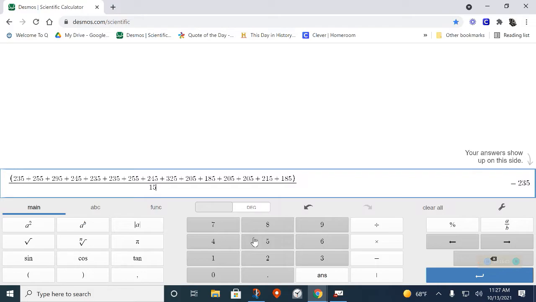So here we go. Add them all up, divide by 15. I get 235 pounds. That's the average. That's the mean.